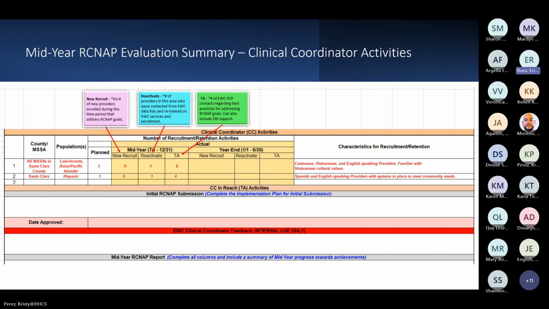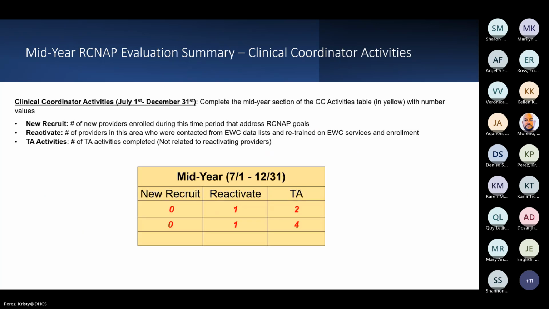Thank you. So in this table, you will only fill in numbers in the columns under mid-year in the gold section where you see the arrows. So the only section left blank in the table at this point will be the year-end columns. And you'll also fill out the mid-year RCNAP report narrative section at the bottom of this slide. This is just a close-up of the table in the previous slide. So you'll just enter in numbers for the mid-year columns in the table.